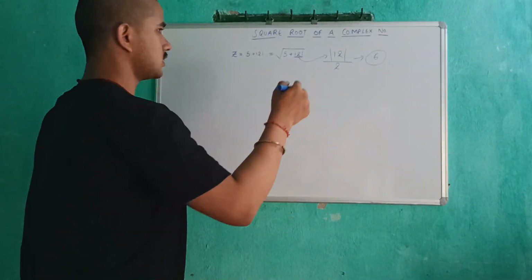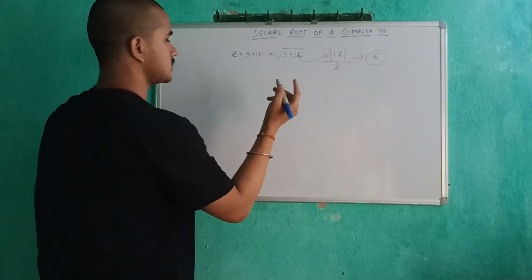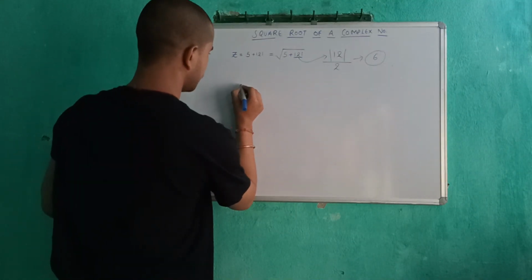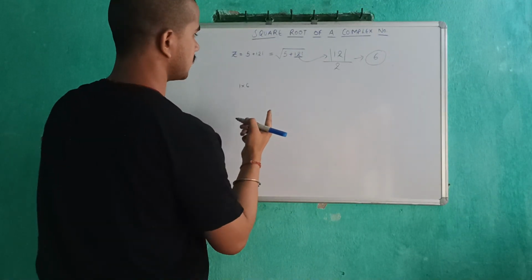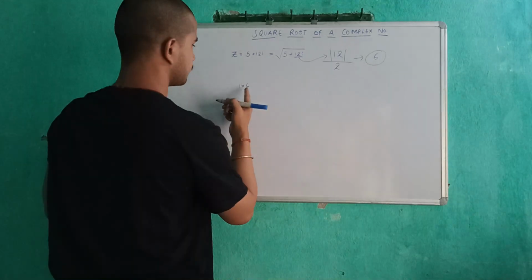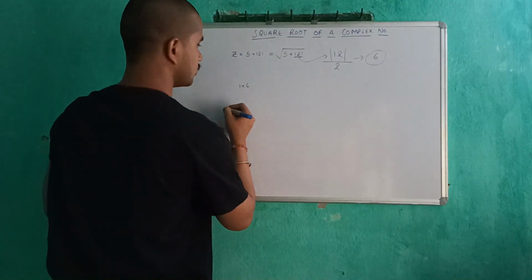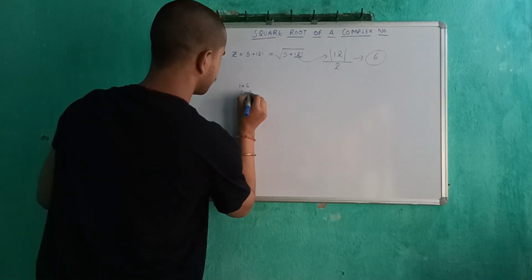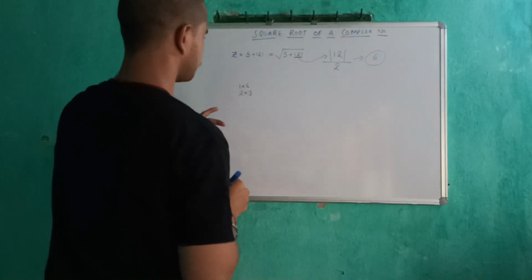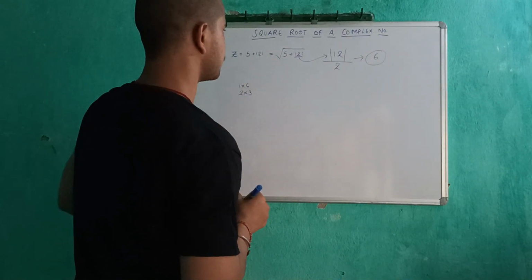So let's do it on our board now. First, what we get for 6 is 1 into 6. 1 into 6 we get 6, but after squaring them, 1 and 36 don't give the difference of 5. So let's go for the next one. The next one will be 2 into 3. So 2 into 3, their squares will be 4 and 9. So 4 minus 9 becomes minus 5, not 5.